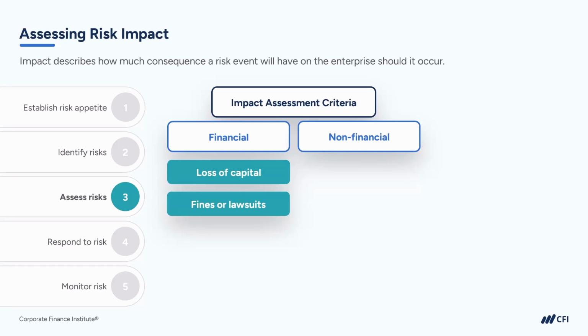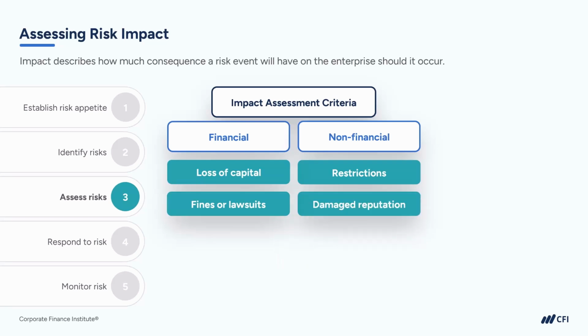A bank may have restrictions placed on it. Back in 2018, Wells Fargo had restrictions placed on it by US regulators after widespread consumer abuses. A bank could suffer damage to its reputation. For example, negative media coverage following the LIBOR rate rigging scandal in 2012 damaged the reputation of several well-known global banks, such as Deutsche Bank, UBS, and Rabobank.